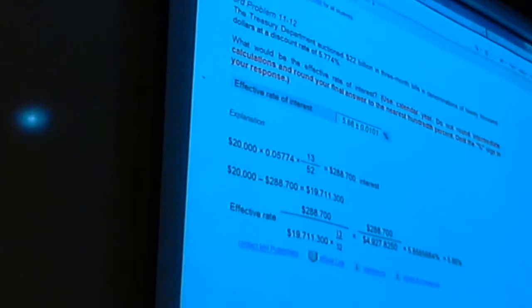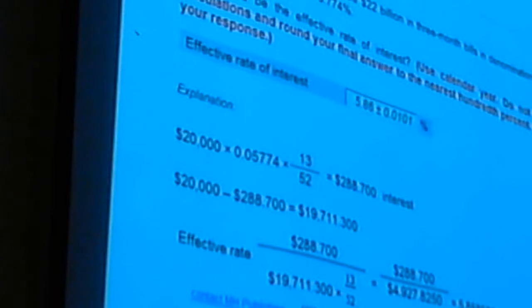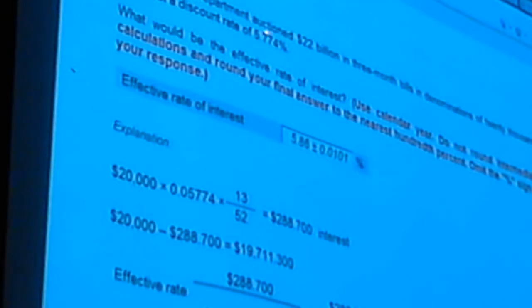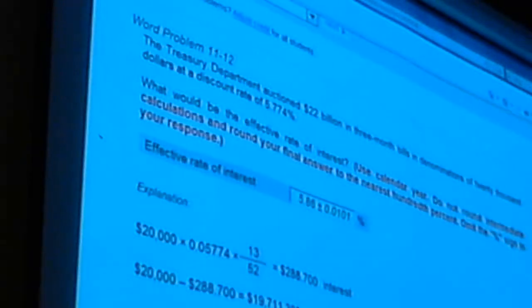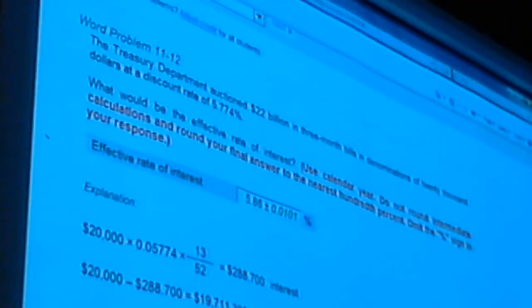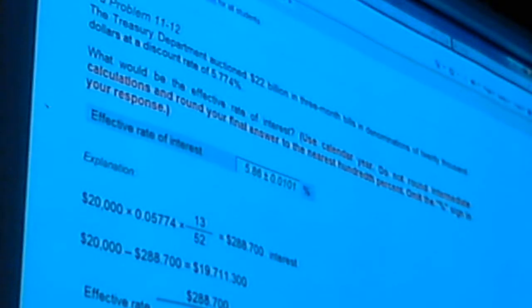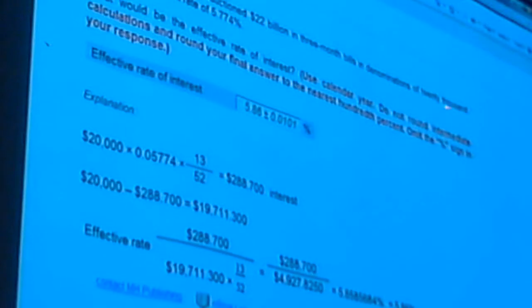Recognize this as a treasury bill problem. I gave you several of those in the last quiz, right? And you had the same exact problem. Remember this? Because the Treasury Department is selling $22 billion. Are you going to use that number? No. They're selling $22 billion in treasury bills to the public. You're going to buy one of these bills that has a denomination of $20,000. That is the face value. So the treasury bill is worth $20,000. Are you going to use that? Yes. That's your principal. Or that is your face value.